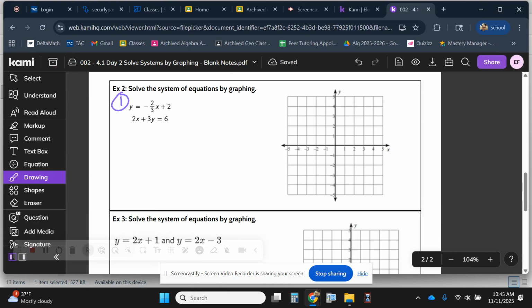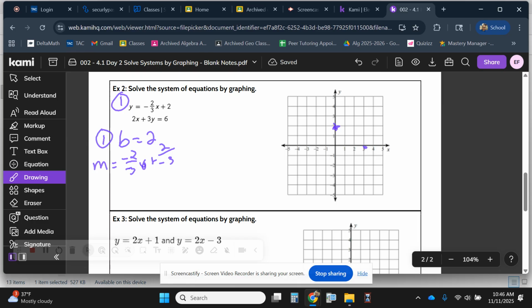And number 1, it is in y equals mx plus b form. That is awesome because all I have to do is put it down. 2 is my b, and my m is negative 2 over 3, or positive 2 over negative 3. Okay. That is awesome. I can graph that. I'm going to start at 2. I'm going to go down 2 and over 3. 1, 2, 3.